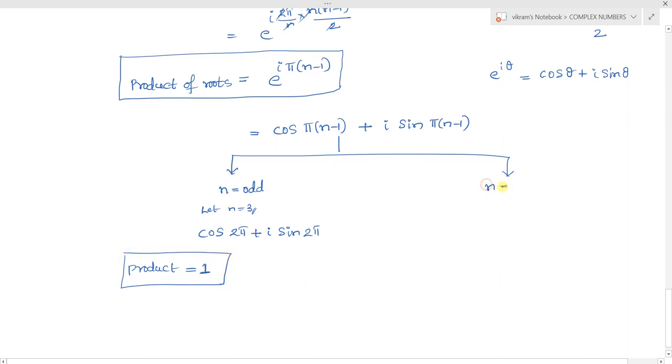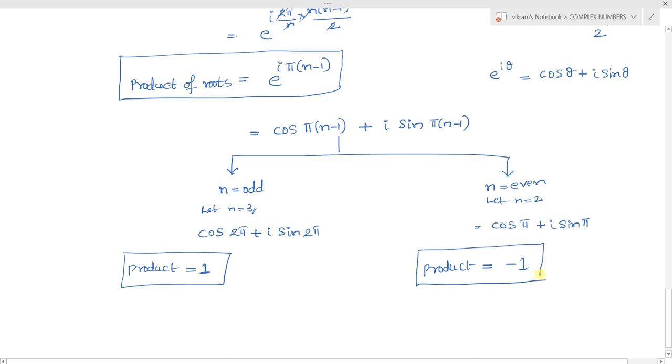Now if n is even, let n equal 2. Then we get cos π + i sin π. If n equals 4, we get cos 3π + i sin 3π. So here we get odd multiples of π. The sine of an integer multiple of π is 0, but the cos of an odd multiple of π is minus 1. So the product of the roots of the nth roots of unity is minus 1. Generally, the product of the roots is e^(iπ(n-1)). If n is odd, the product is 1, and if n is even, the product is minus 1.